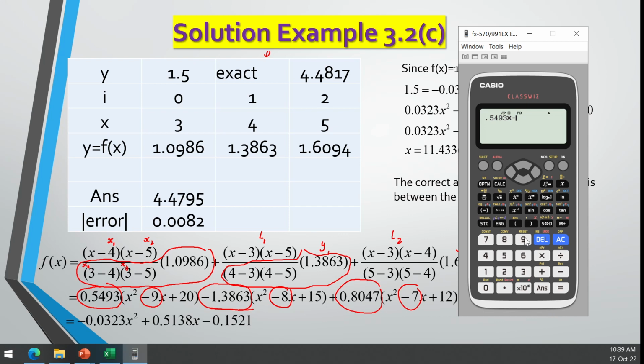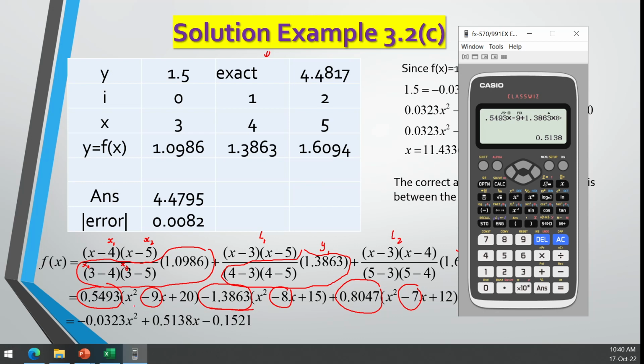0.5493 times negative 9. Second term, negative times negative is positive, so plus 1.3863 times 8. The last term, you got positive times negative, so it's negative, negative 0.8047 times 7. So you get a positive linear coefficient, 0.5138x.